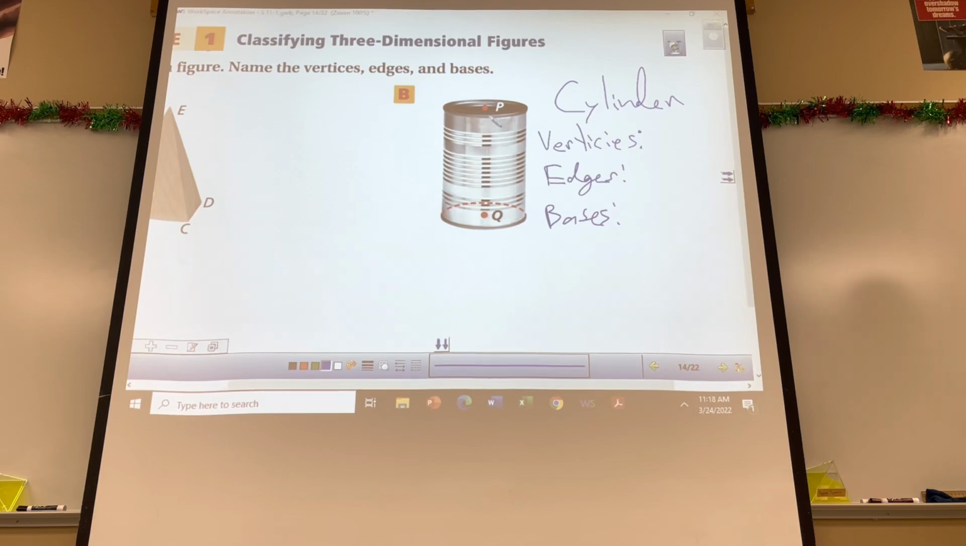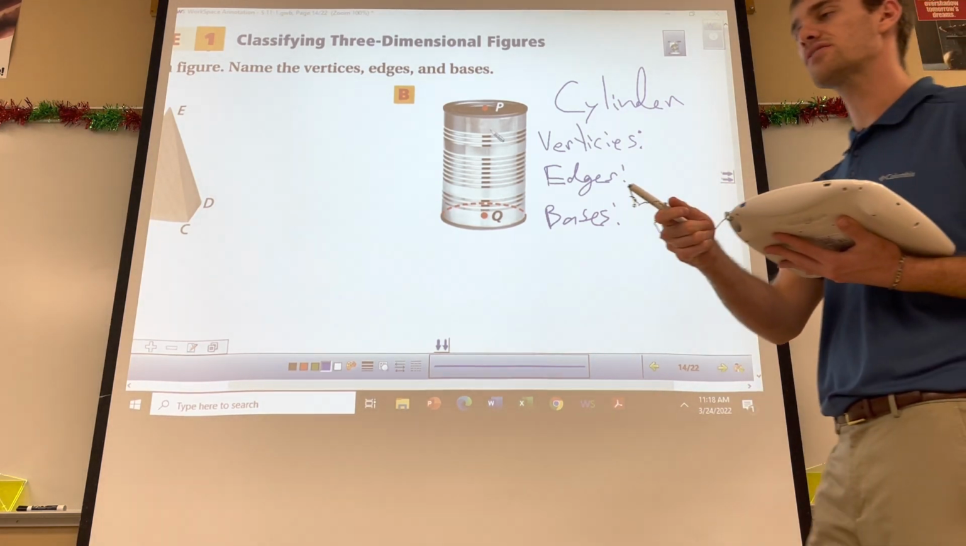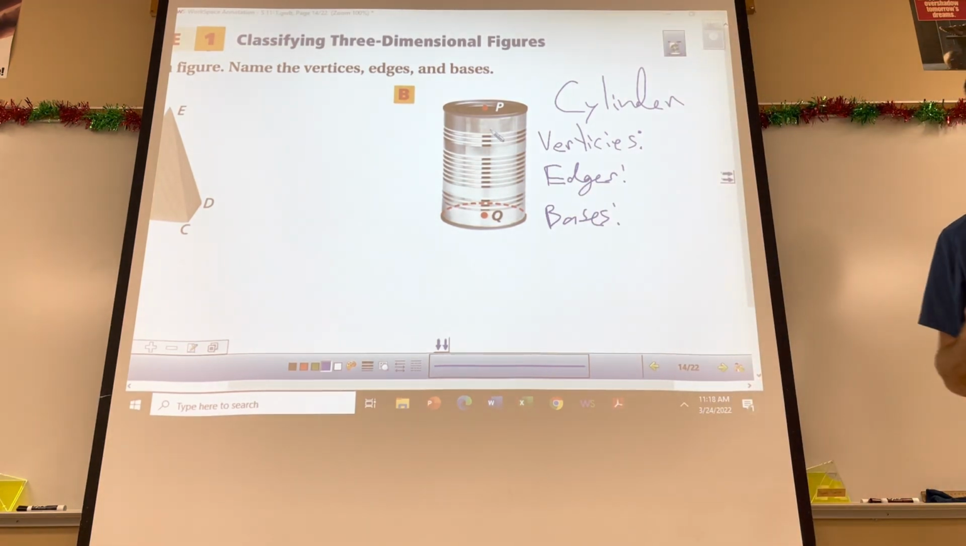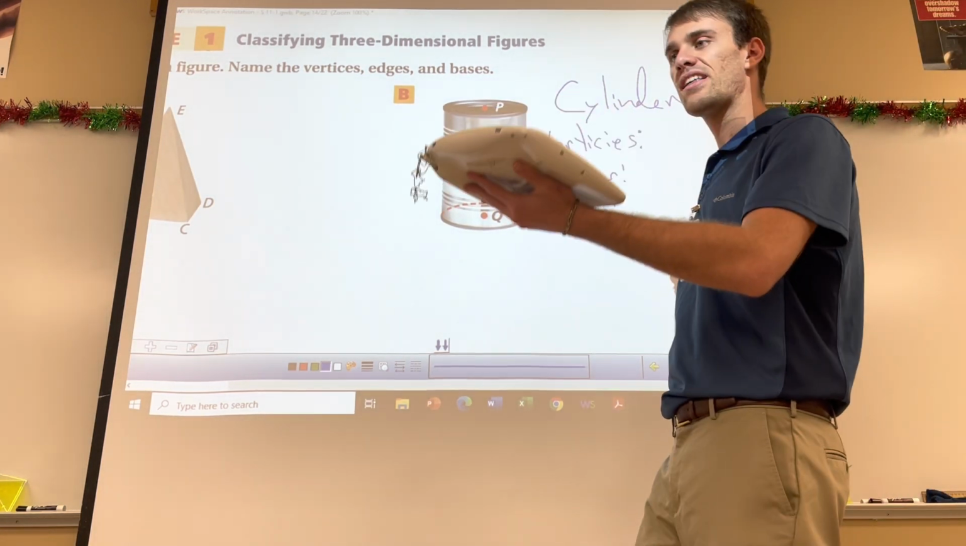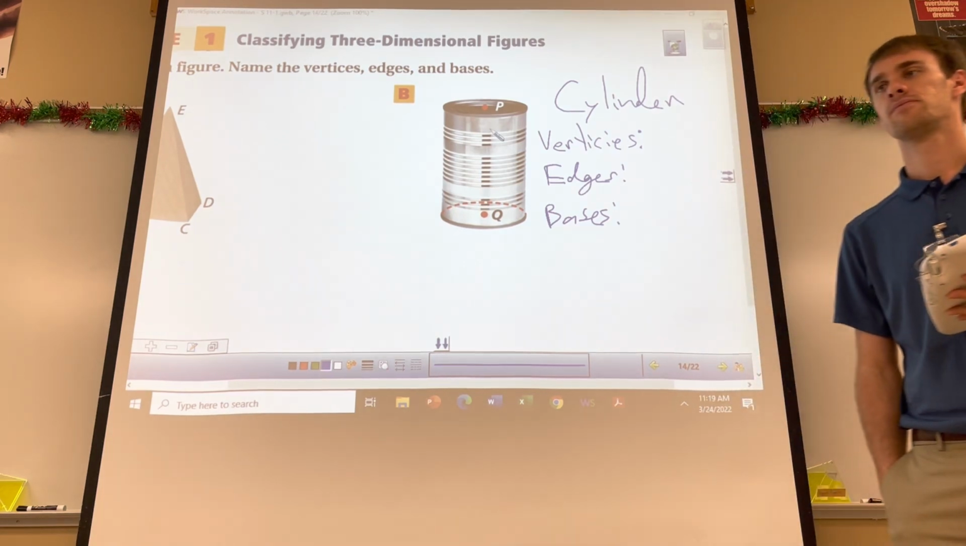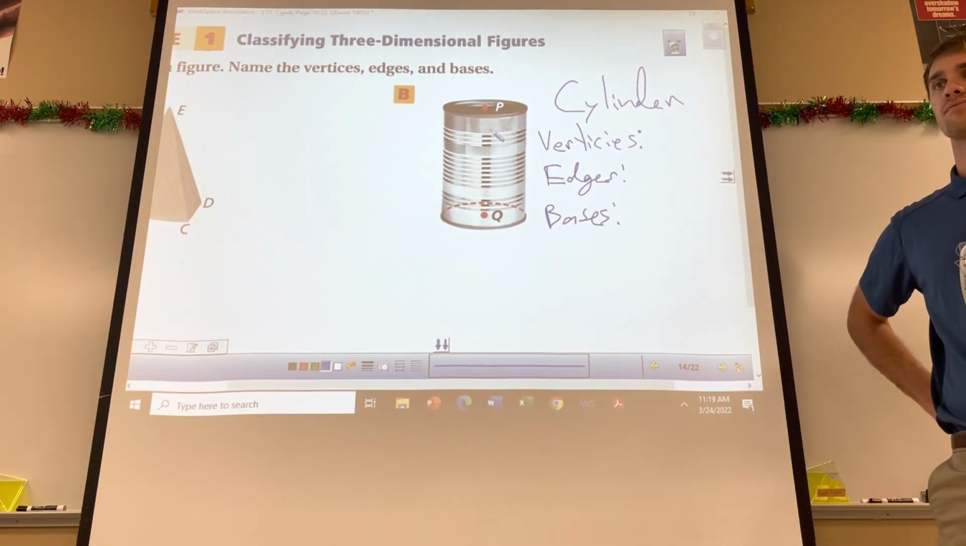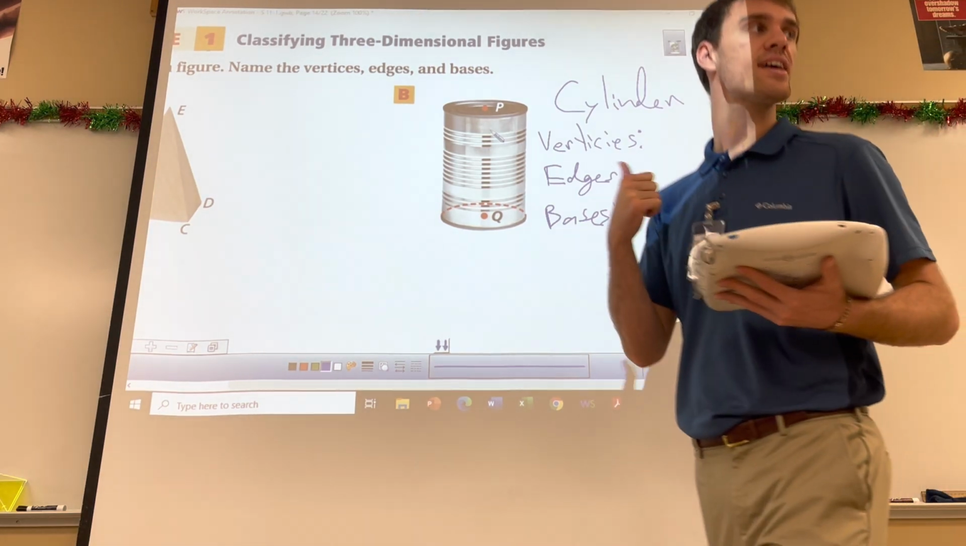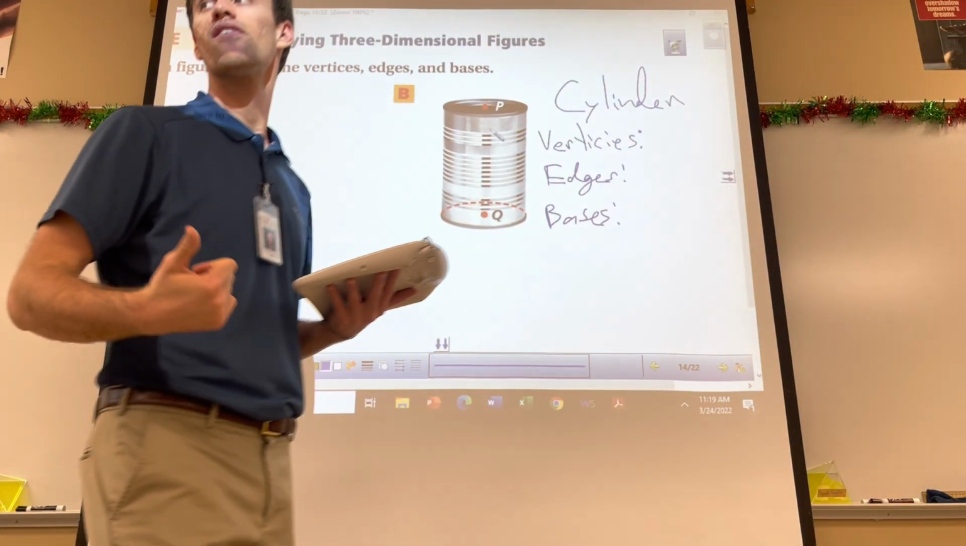P and Q. Okay, so go ahead and do me a favor, go to the notes and read the definition of a vertex for me. Go ahead and read that out loud for me, please. A vertex is the point that is the intersection of three or more faces. All right, cool. So a vertex is the intersection of three or more faces.